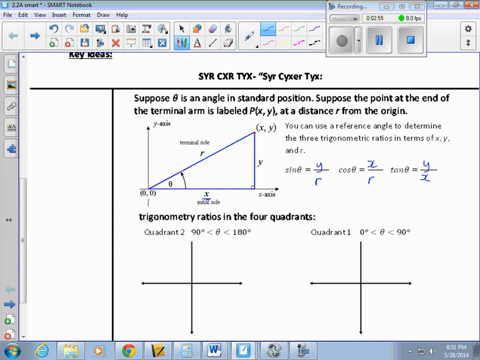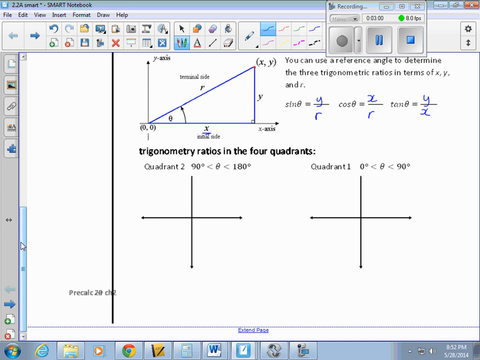So the trig ratios in the four quadrants. Trig ratios in quadrant 2, they're between 90 and 180 degrees. So that could be any angle. So we'll draw our angle, our terminal arm there. So this would be my angle theta. So this side here is using the reference angle to calculate it. So the length of x and my height of y would be found by dropping down that perpendicular line.